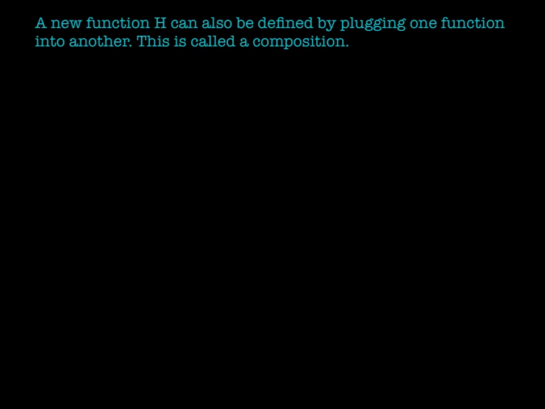Alright, so that takes care of operations. Now, we could also make a new function h by plugging one function into another. And that's called composition. We did talk about this in the last video a little bit when we talked about verifying inverses. If I take f of g of x or g of f of x, I'm doing a composition. So let's do some harder compositions.